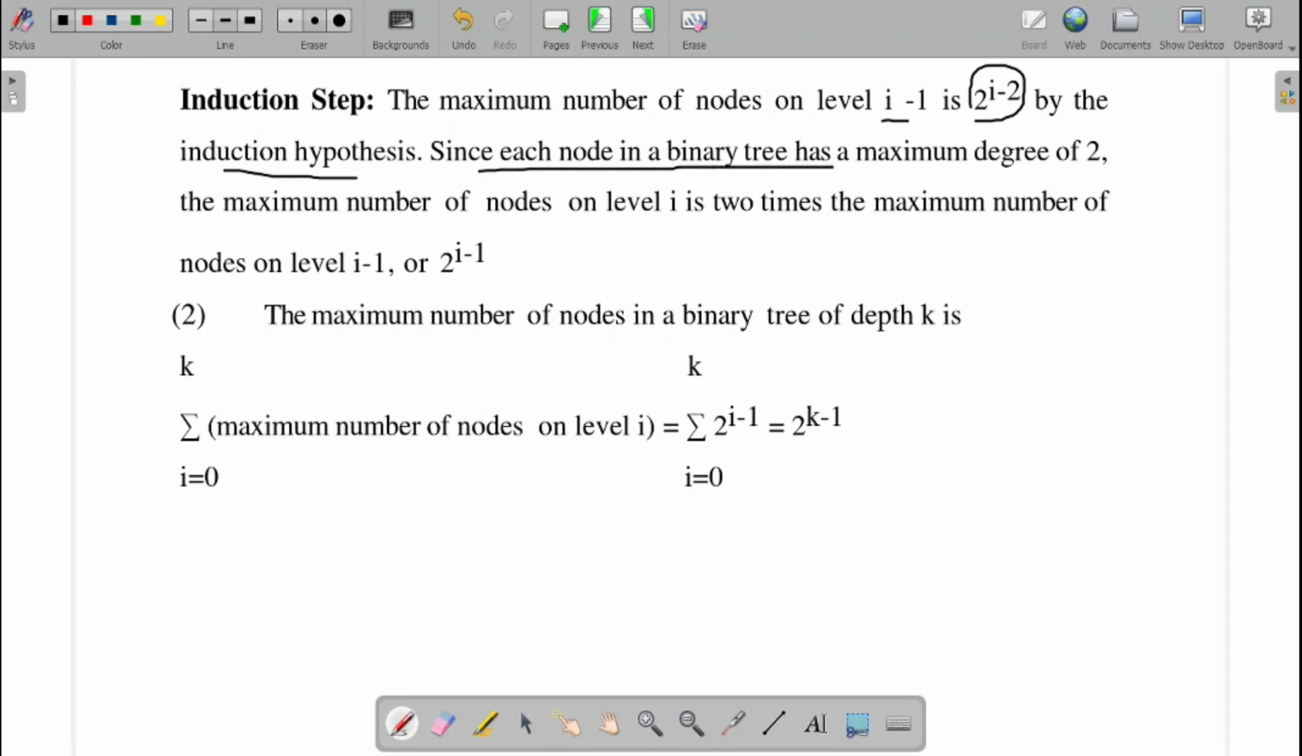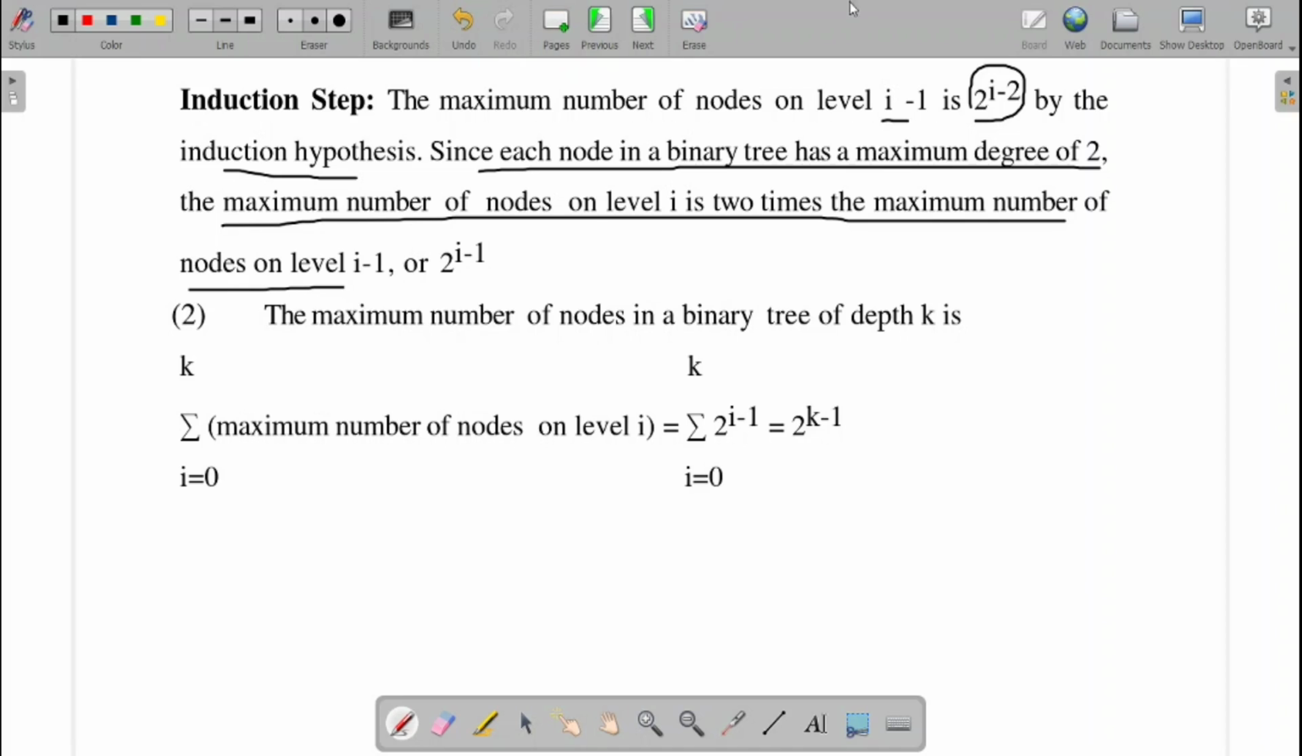Since each node in a binary tree has a maximum degree of 2, the maximum number of nodes at the level i is 2 times the maximum number of nodes at the level i minus 1. That is, at the level i minus 1, whatever the number of elements we have, we will multiply that by a factor of 2. Why do we multiply by a factor of 2? Each node will have a maximum of 2 children. That's the rule of the binary tree.